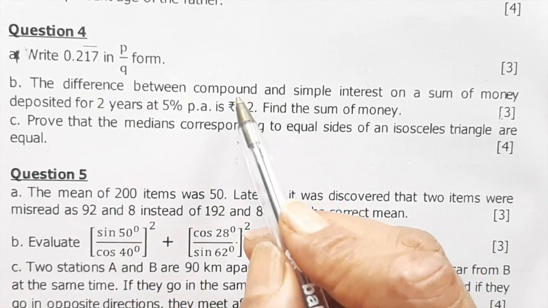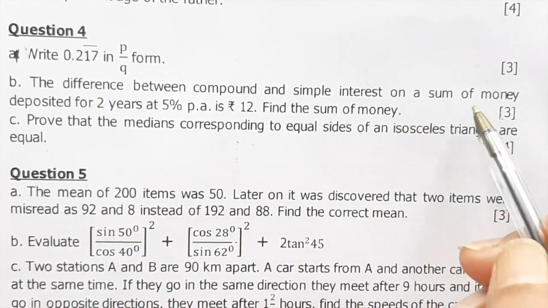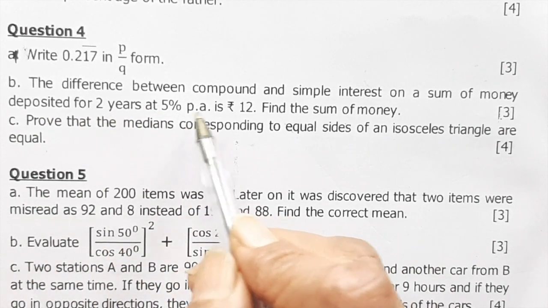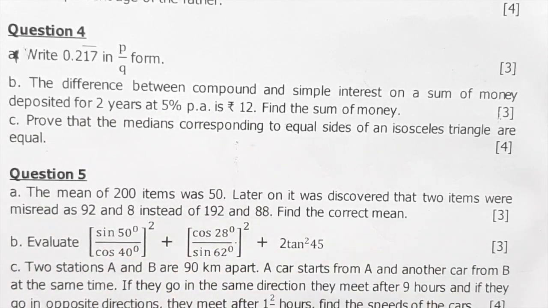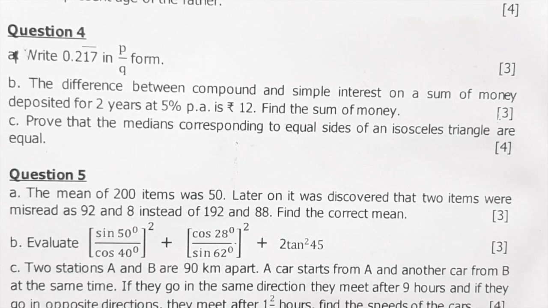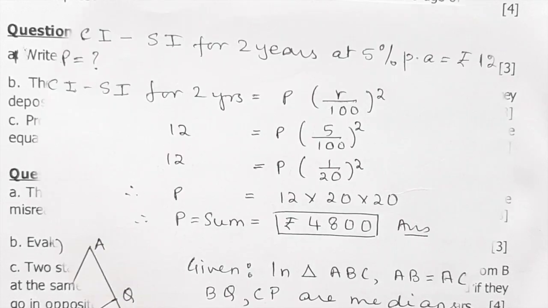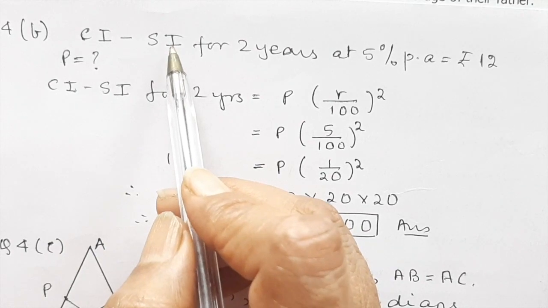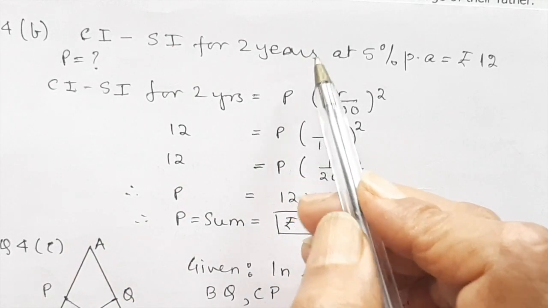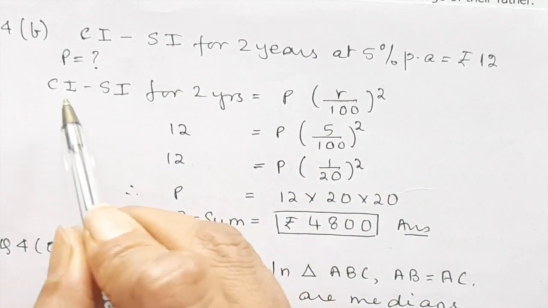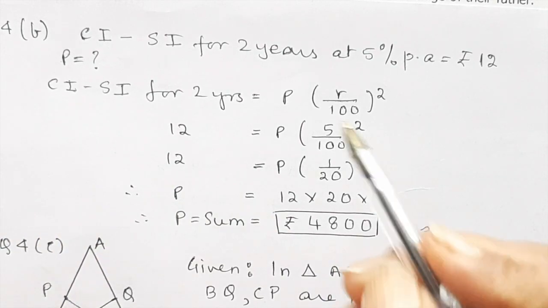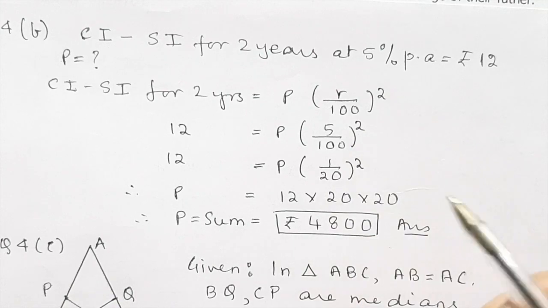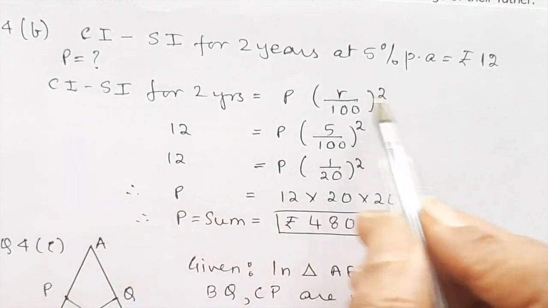The difference between the compound and simple interest on a sum of money deposited for 2 years at 5% per annum is rupees 12. Find the sum of money. So when we have the difference between compound interest and simple interest for 2 years given, we have the formula CI minus SI for 2 years is equal to P into bracket R upon 100 bracket to the power 2. So we will just use this formula.